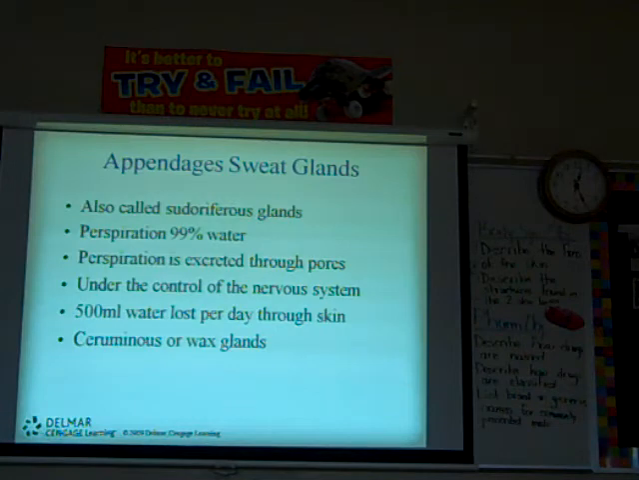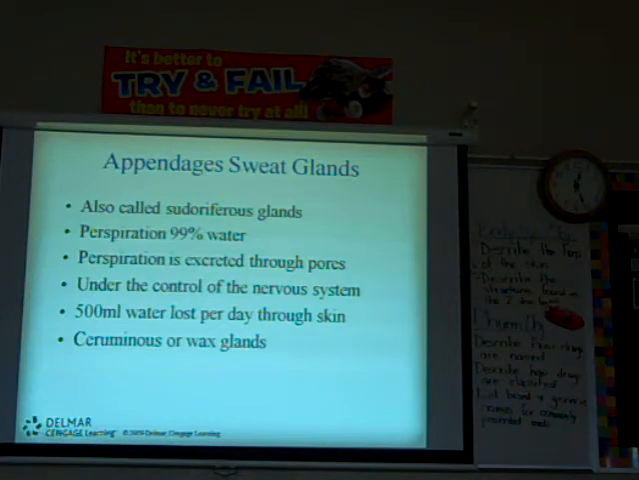We have sweat glands, or sudoriferous glands, all over our body. A large number of them are in our palms. So if you sweat a lot when you're nervous, that's why your hands feel sweaty. Your palms get clammy. It's because you're sweating.